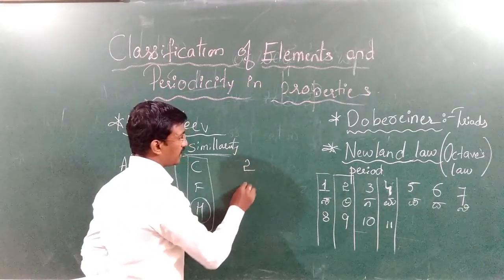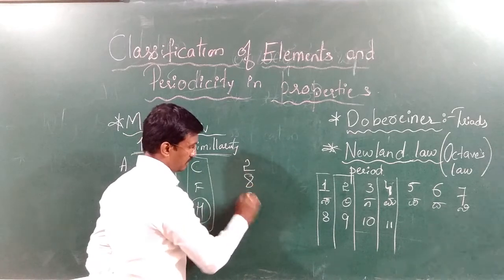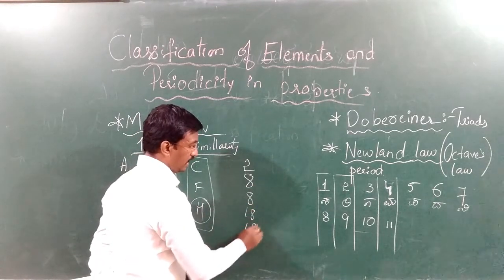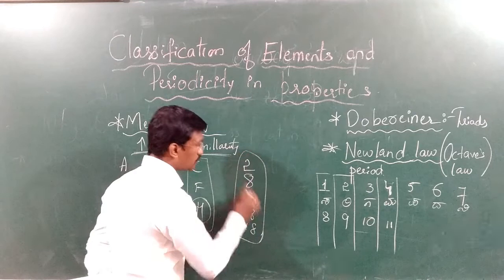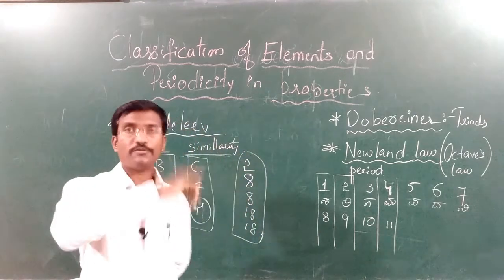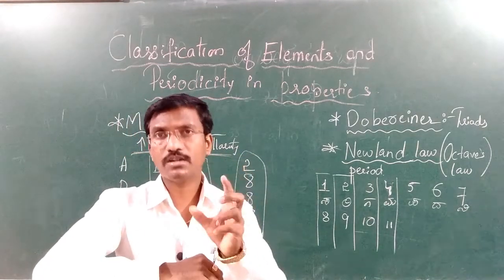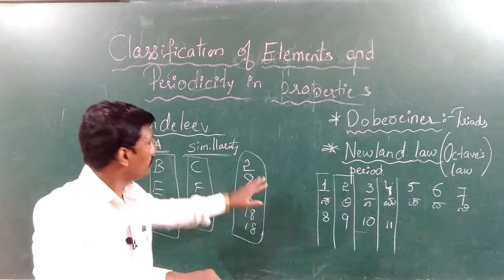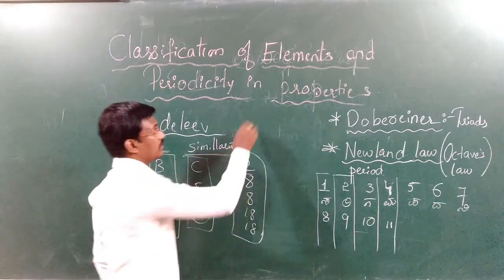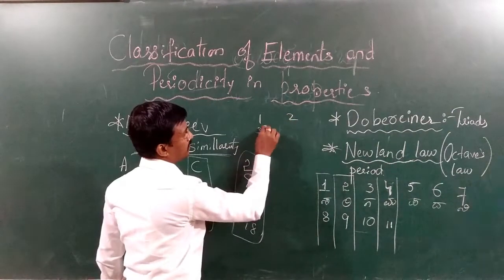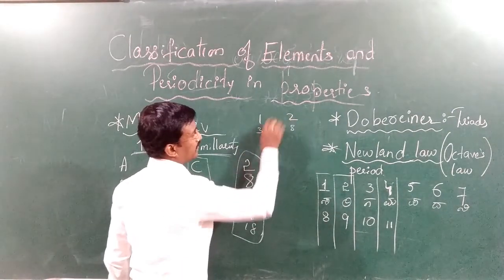First 2 he arranged, next the 8, 18, 18. Like this he arranged the elements. Why did he arrange only 2 first? Because after those 2, he observed that the third element has properties similar to the first one. So 1, 2, 3, 4, 5, 6, 7. Like that he arranged.